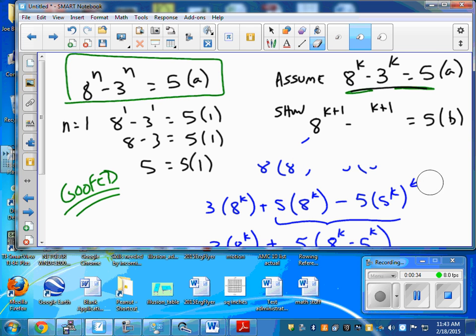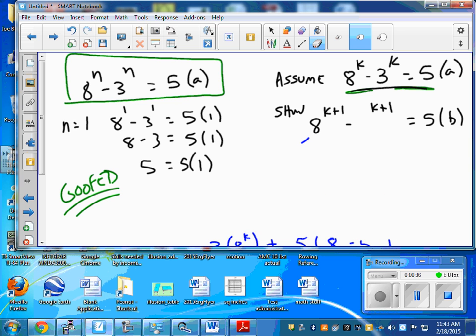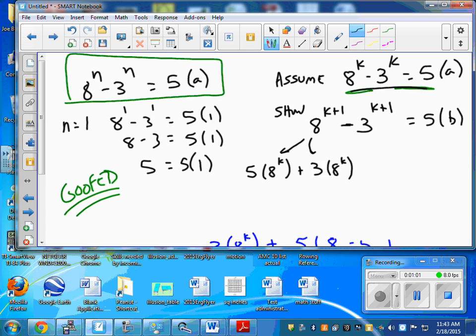So what we need to show is that a to the k plus 1, which is 8 to the k plus 1 minus 3 to the k plus 1, is equal to 5 times some quantity. And it goes fairly nicely. Again, I would break up this as 5 times 8 to the k plus 3 times 8 to the k, and I would write this as 3 times 3 to the k.